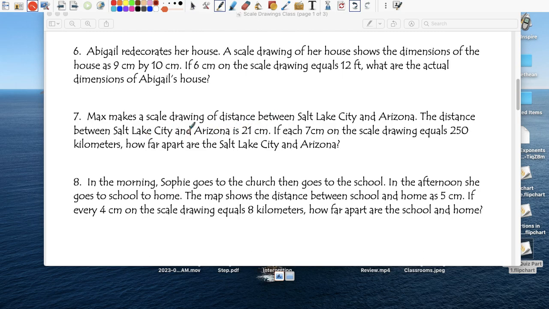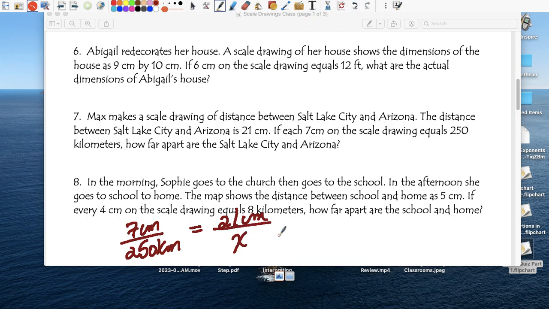Scale drawing, the distance between Salt Lake City and Arizona is 21 centimeters. If 7 centimeters, and let me write 7 centimeters equals 250 kilometers, how far apart is it in real life? So this is my scale that they give me. So now I measured the 2 cities. It came out to 21 centimeters. And this is my question.